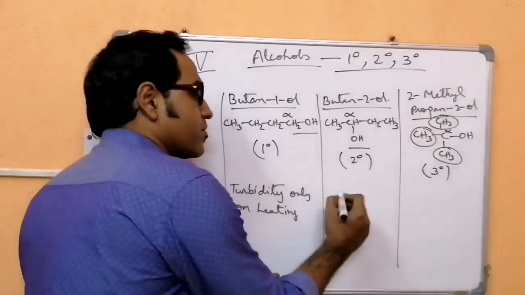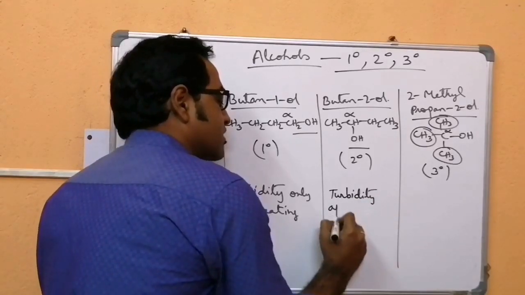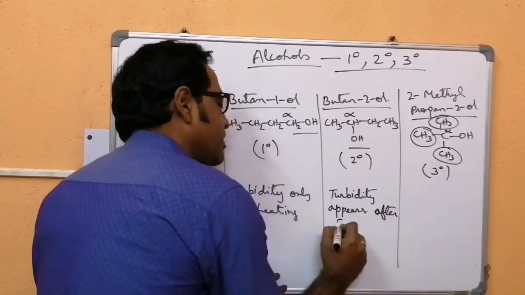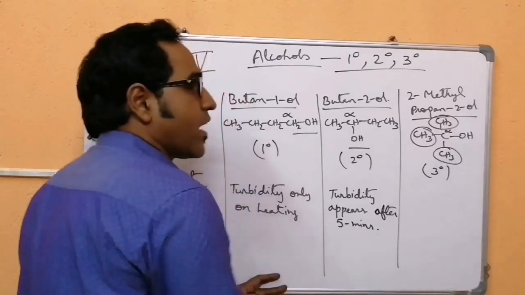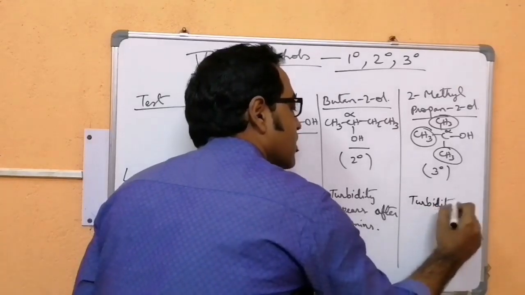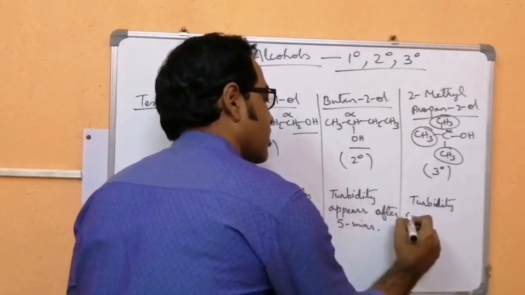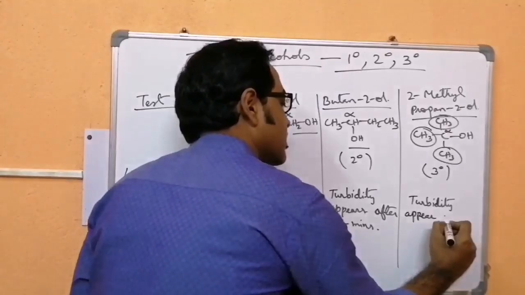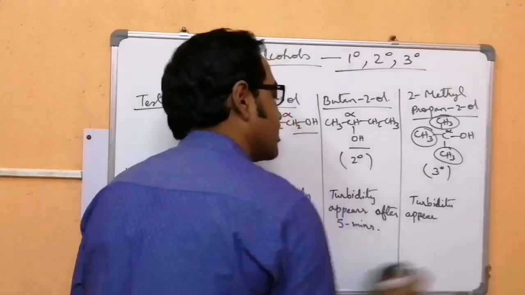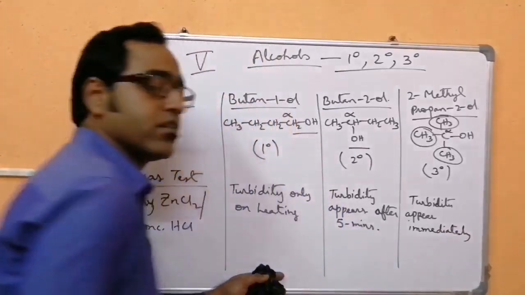For secondary alcohol, turbidity appears after 5 minutes, and for the tertiary alcohol turbidity appears immediately. Turbidity appears immediately. Okay.